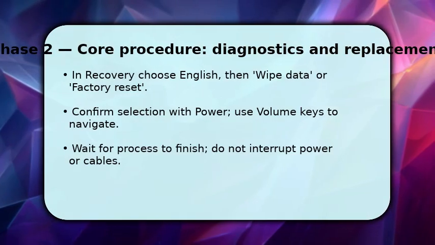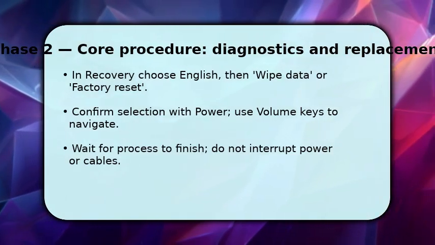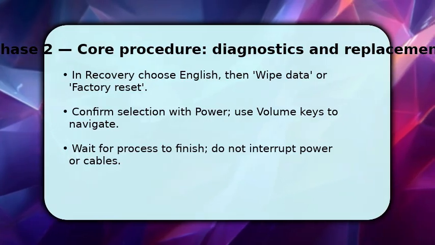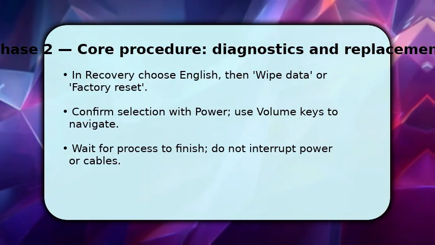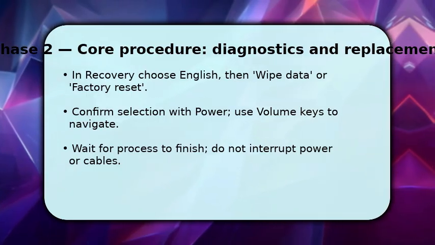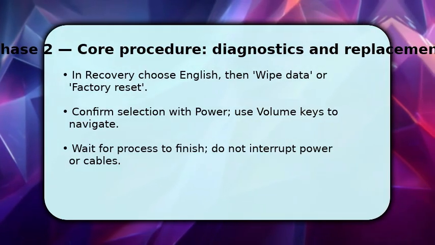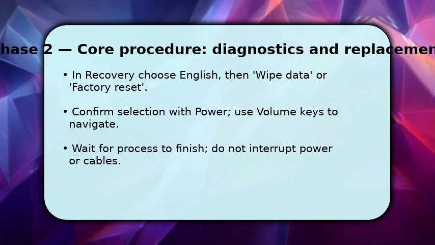Because now you perform the reset. Use the volume keys to navigate the recovery menu and highlight English, then find and select wipe data or factory reset. You press power to confirm each choice. This ensures you don't accidentally select the wrong option.